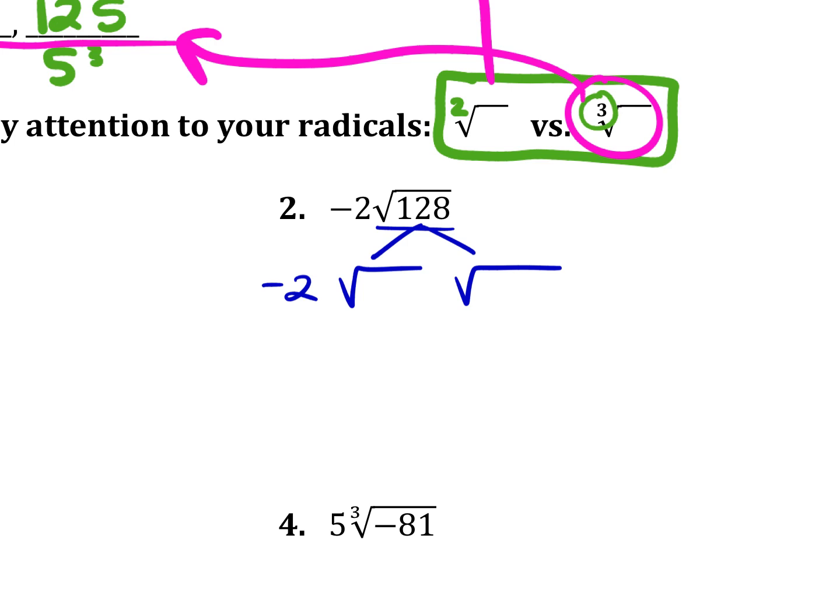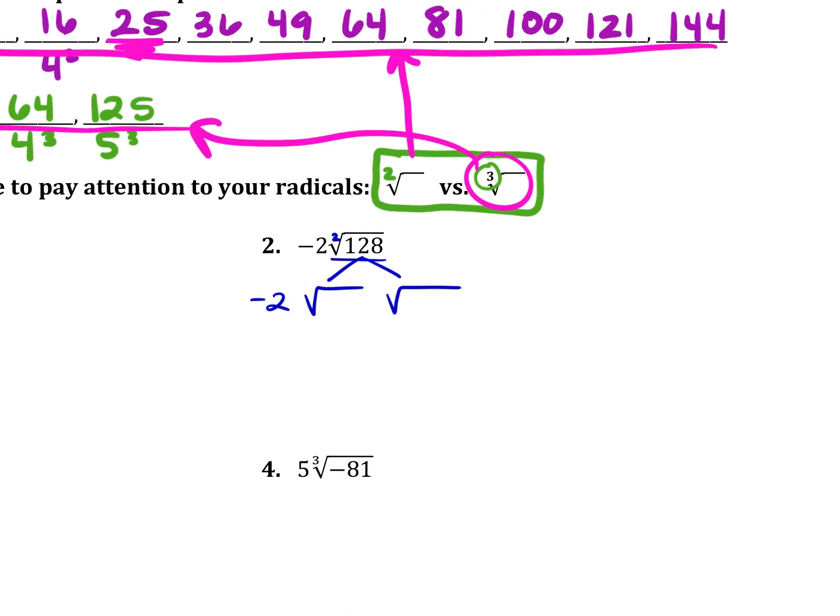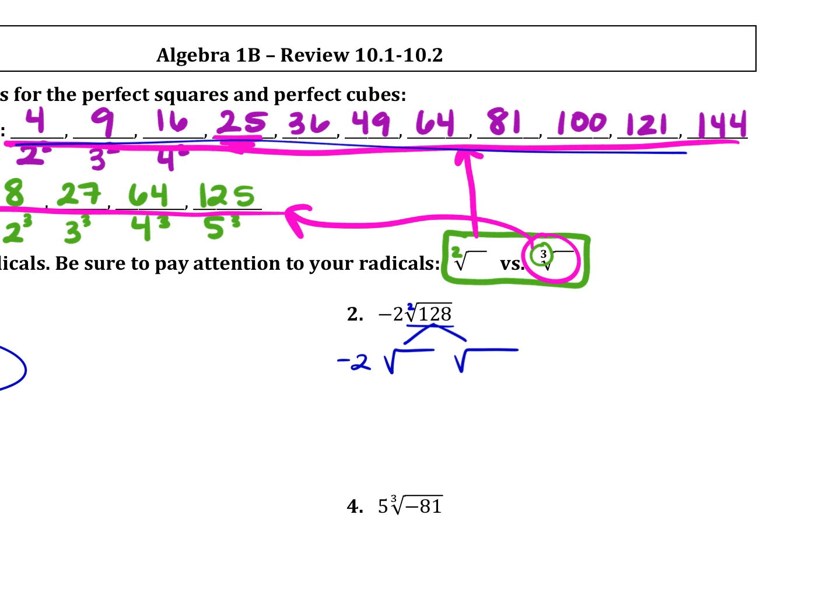What list of numbers are we working from on this one? The perfect squares or the perfect cubes? Square, because this is a square root, not a cube root, okay? So you are looking at your top list of numbers. 128 is divisible by which of these? 64 is the best one. Remember, we always start high.